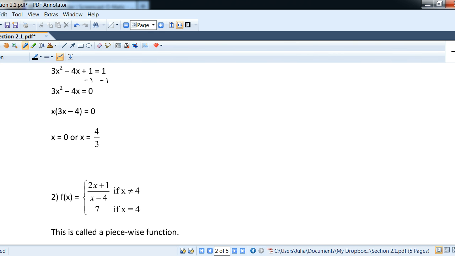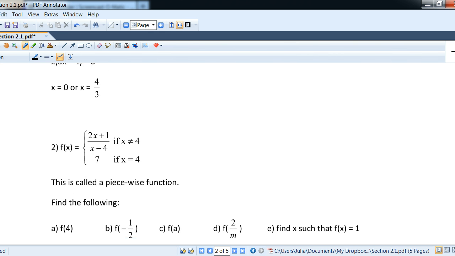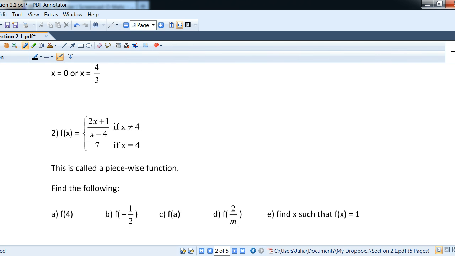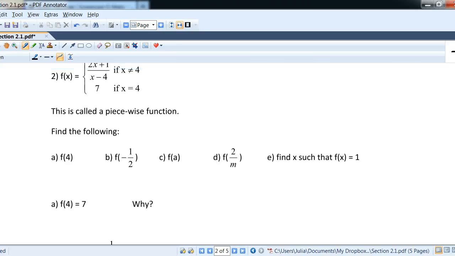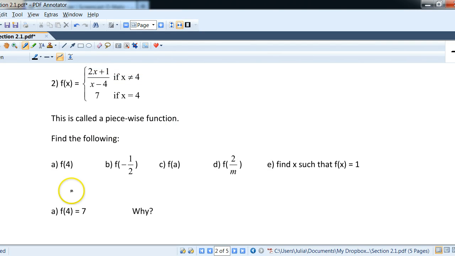And let's see if we can do the same thing. It's a little bit more challenging, but let's see if we can find these five portions or parts. f of 4, let's think about this one. I have it written as 7. Well, let's go back to our original definition. If x is 4, then the y is 7. So the answer would be 7.